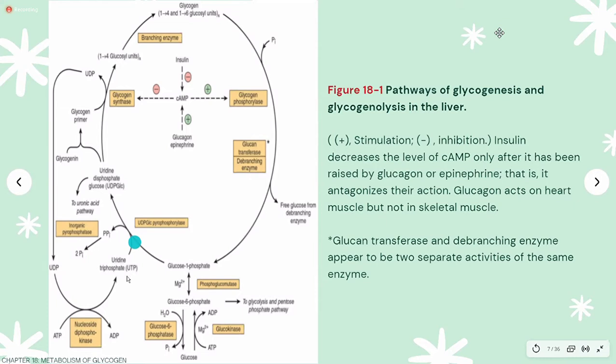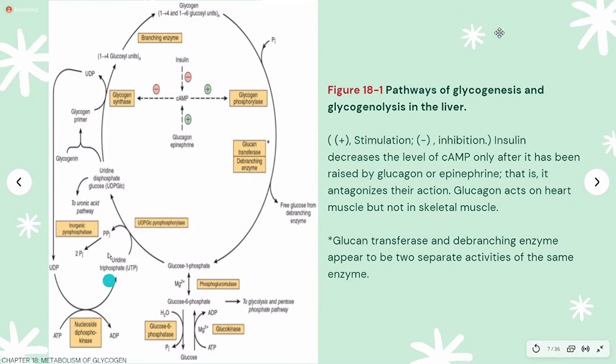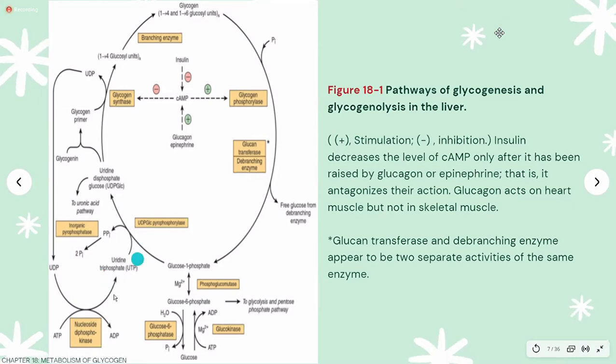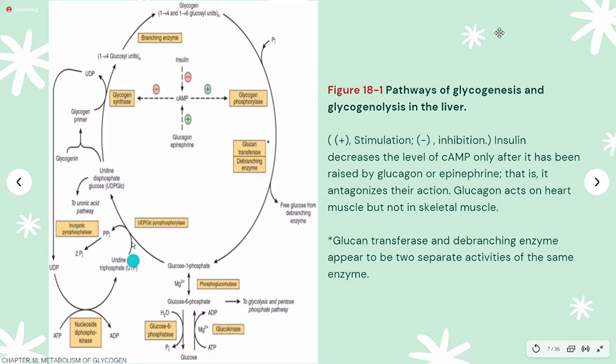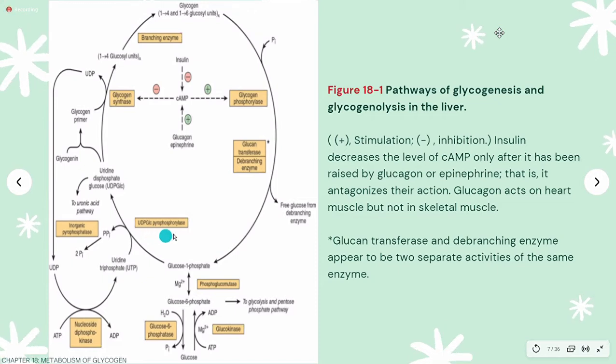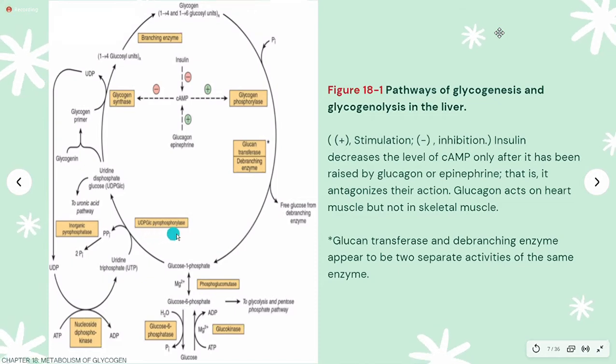And then that glucose 1-phosphate is acted upon by UTP, uridine triphosphate, a nucleotide, catalyzed by UDP glucose pyrophosphorylase. And you have now UDP glucose. Okay?